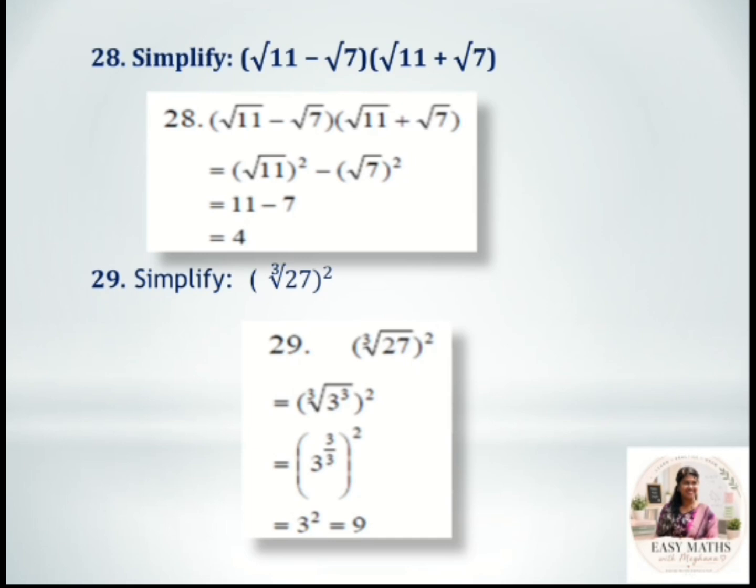Question number 29. Simplify cube root of 27 whole square. Here 27 can be written as 3 cube. Inside the cube root, I can write 3 cube, the whole square. So the cube root can be cancelled. I can write 3 raised to 3 by 3, whole square. So the 3s get cancelled. 3 square is 3 into 3, that is 9.